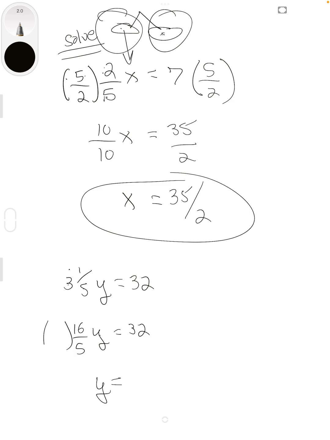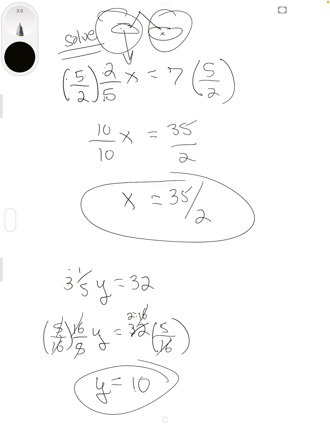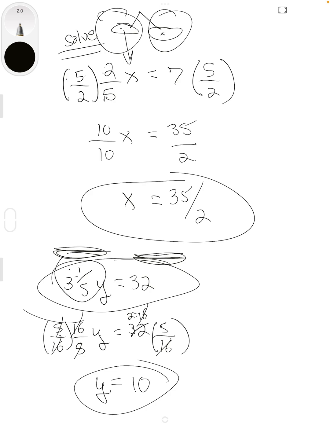Well, multiply both top and bottom times 16 over 5's reciprocal, 5 over 16. The 5s will cancel, the 16s will cancel. I'll end up with just y. Also, 32 is 2 times 16, right? So the 16s will cancel, and I'll end up with 10. 2 times 5 is 10 over 1. So that's the answer. And I never would have guessed that just looking at it, but just by using the balance scale concept where the left side is equal to the right side, and whatever I do to the left, I do to the right. And again, I'm choosing to do something to get rid of this number in front.